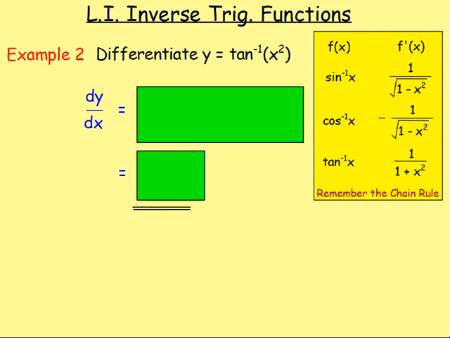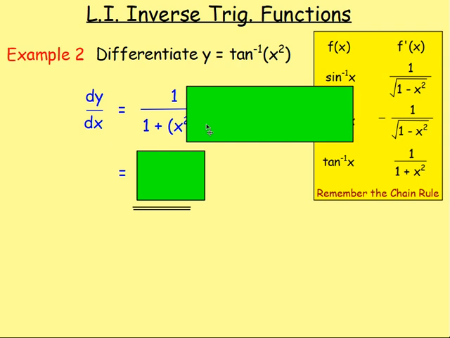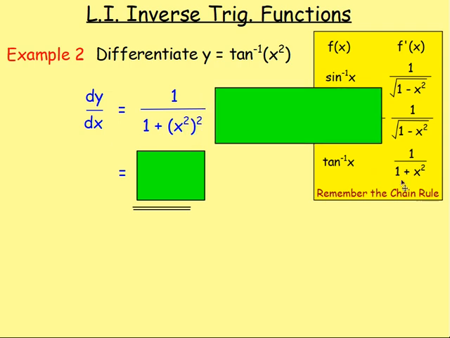Example 2, differentiate y equals tan to the minus 1 of x squared. So for this one, you are thinking, right, well, I'm differentiating tan to the minus 1. It's the inverse trig function. And if I differentiate tan to the minus 1, I get 1 over 1 plus x squared. But again, instead of tan to the minus 1 of x, I've got tan to the minus 1 of x squared. So in the derivative, you replace the x with x squared. So you're going to have 1 over 1 plus, and instead of x squared, you'd have x squared squared.